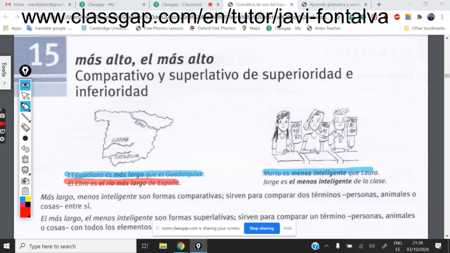So notice here a big difference from English. The first difference you're going to notice is that Spanish places the noun before the adjective. So if you want to say something like "she's the most beautiful woman," in Spanish you're going to change the order completely. First you say that woman, then most, then beautiful. Like in this example, el Ebro es el río más largo. Literally, I'm saying that river most long, and then de España, in Spain.